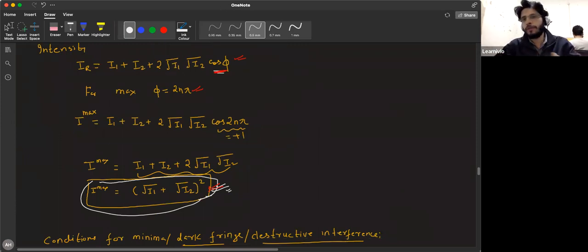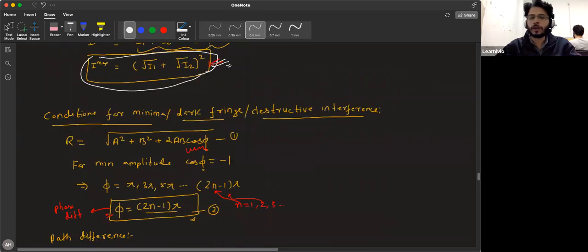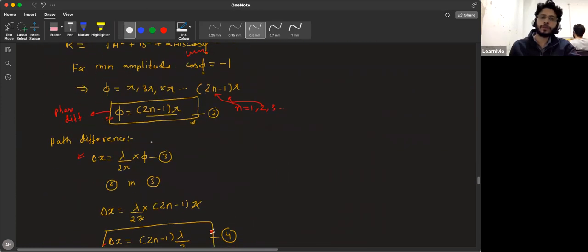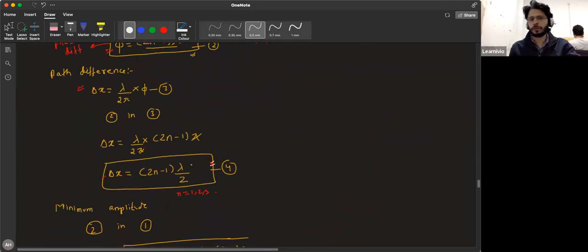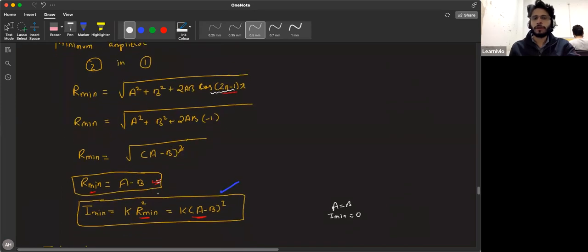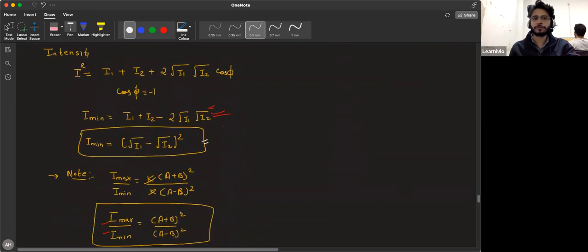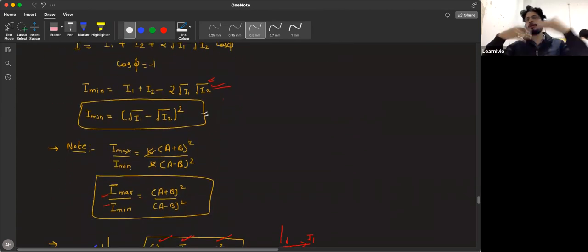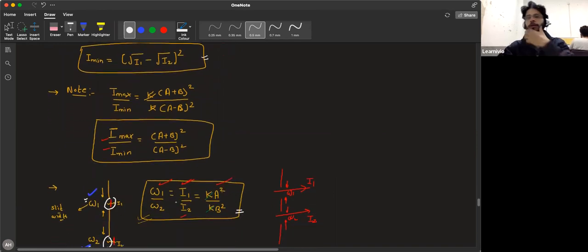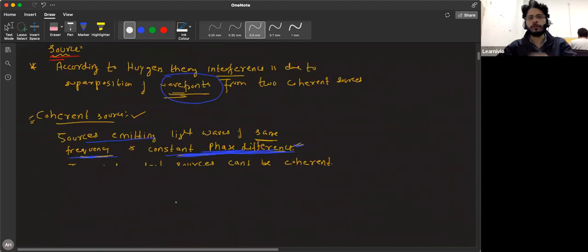And then we have derived expressions for the dark fringes also. For dark fringe, the phase difference is (2n minus 1)π. Path difference is (2n minus 1)λ by 2. Your minimum amplitude will be a minus b. Intensity will be k times (a minus b) square. And then we calculated the ratio of maxima and minima, which comes out to (a plus b) square by (a minus b) square. So this is what we have done till now.